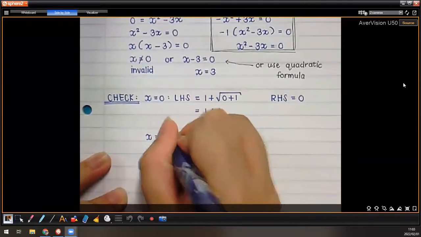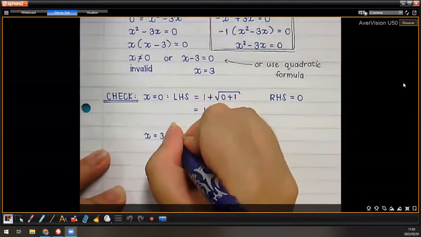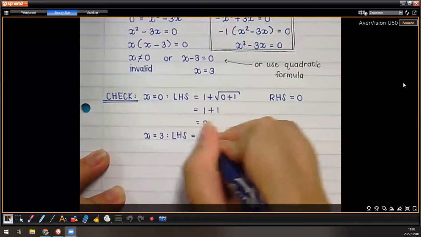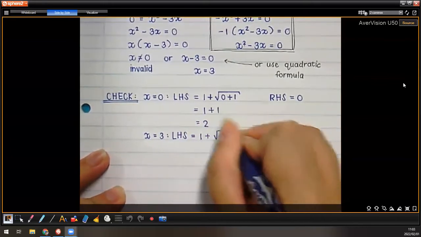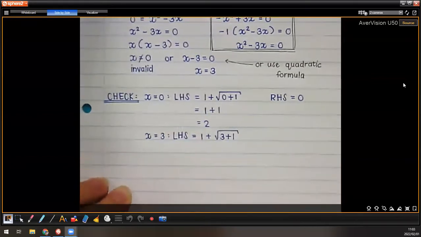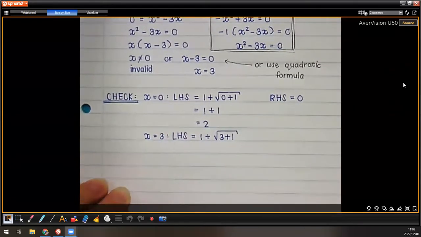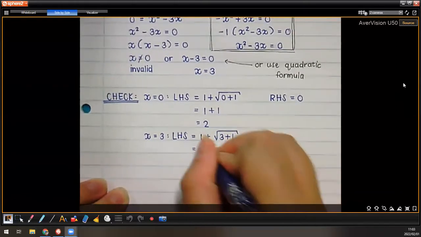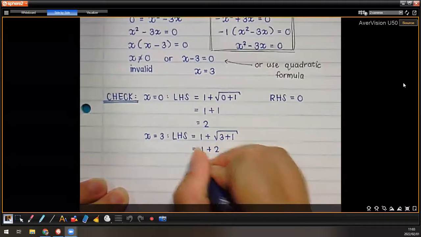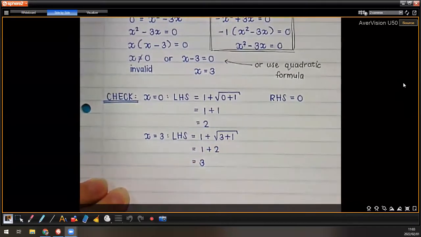Pretty sure it will work, but let's just do it properly. So if x is equal to 3, then the left-hand side is going to be 1 plus the square root of 3 plus 1. And what is 3 plus 1? 4. What's the square root of 4? 2. So this is 1 plus 2, which is 3.